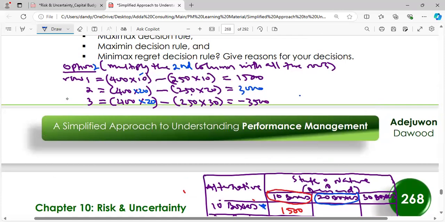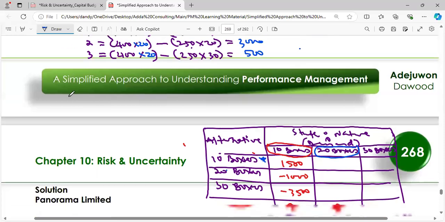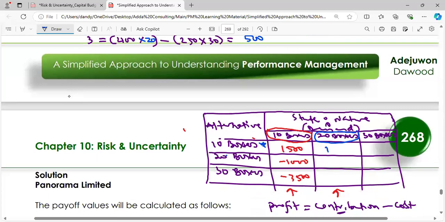So that will be 8,000 minus 7,500. That's minus 500. Sorry, that's 500. Okay. So I will then go and post 3,500, 3,000, then 500. Because this is the most difficult part. Once you get your payoff value correctly, every other one is straightforward.